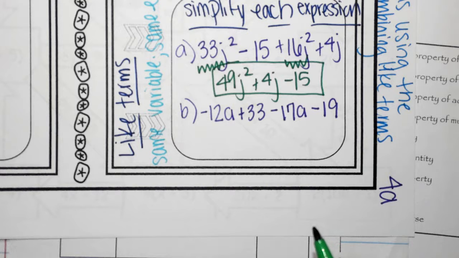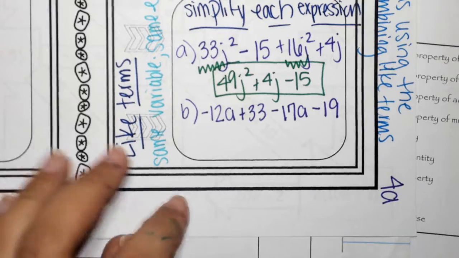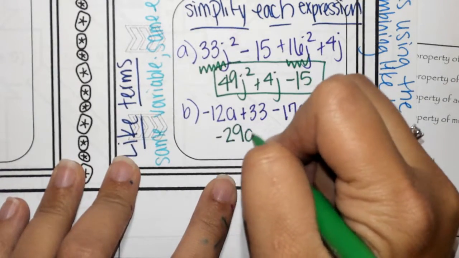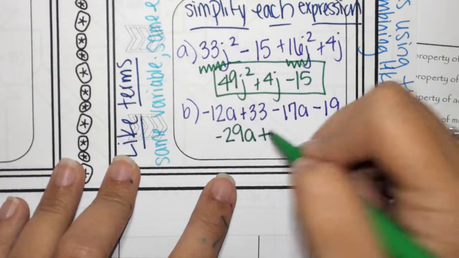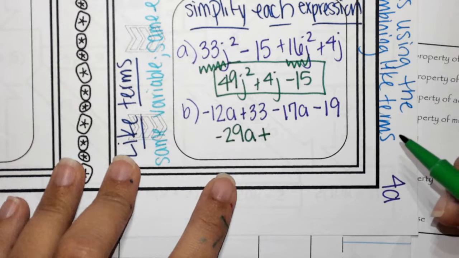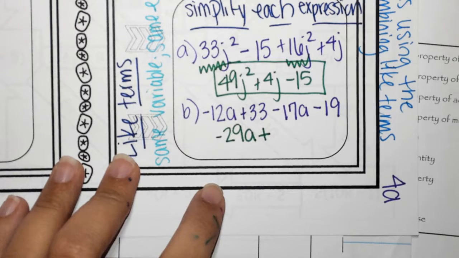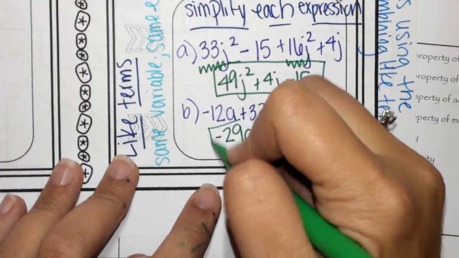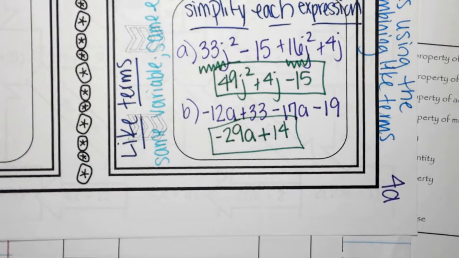It's negative 29a. Plus 33. Oh, no, it's 14. It's negative 29a plus 14. Yeah, that's right. If everybody at your table got it right, give your team a point. 33 minus 19 is 14.